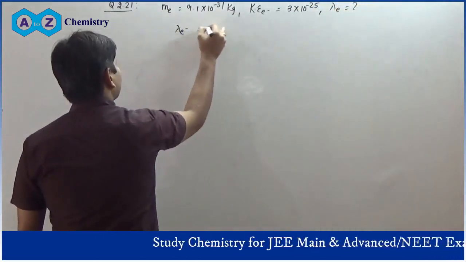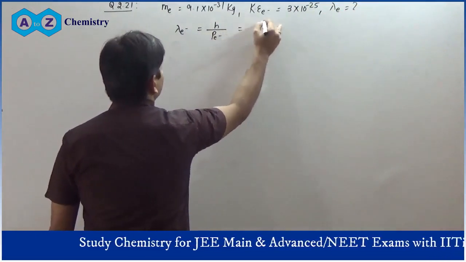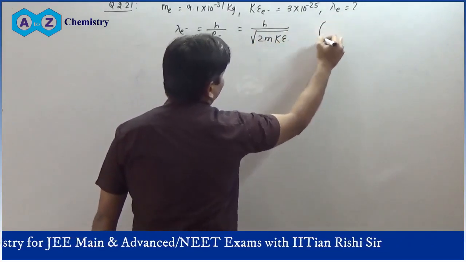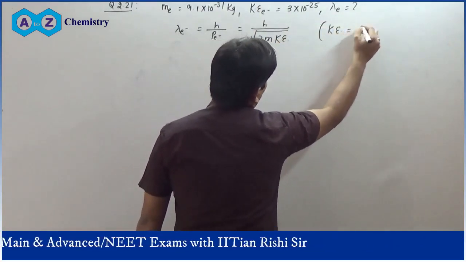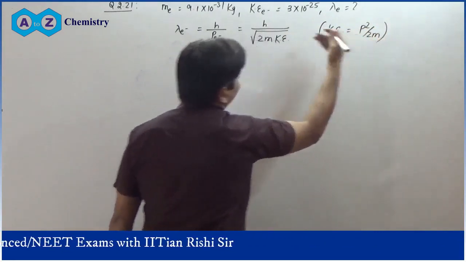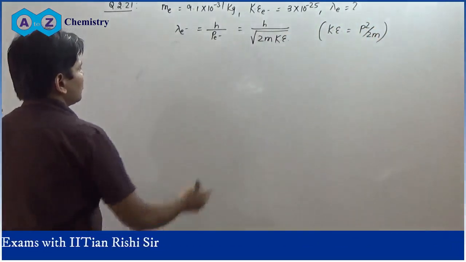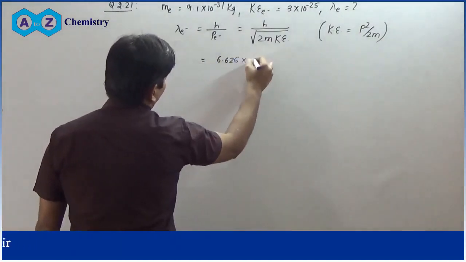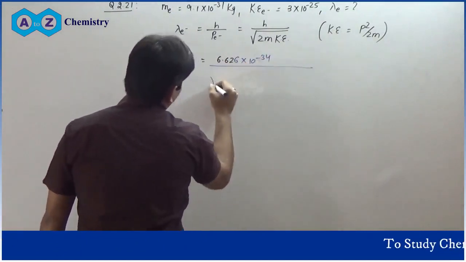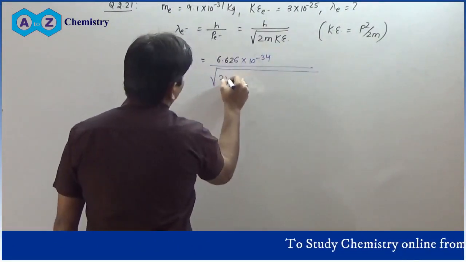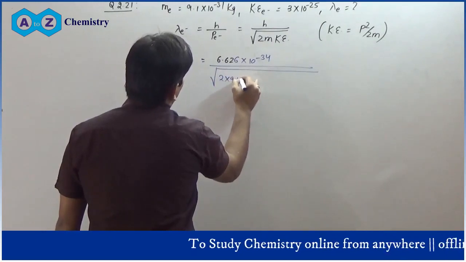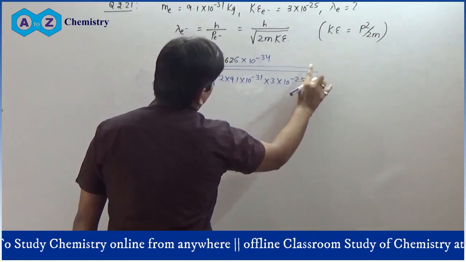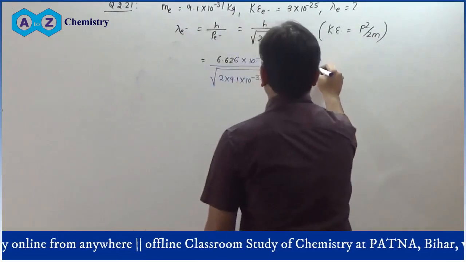Lambda of the electron is simply equal to h by p of the electron, and p can be written as the square root of 2m times kinetic energy, because you know that kinetic energy is equal to p squared by 2m. So p is the square root of 2 times m times kinetic energy. In this way we can calculate it: 6.626 × 10^-34 divided by the square root of 2 × 9.1 × 10^-31 × 3 × 10^-25.